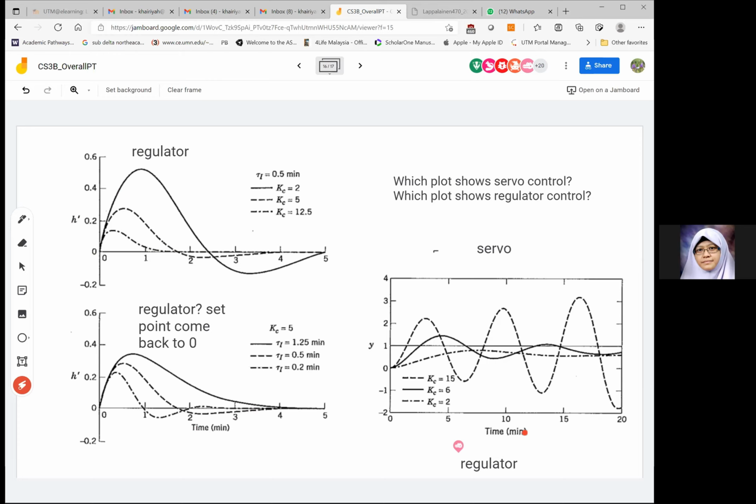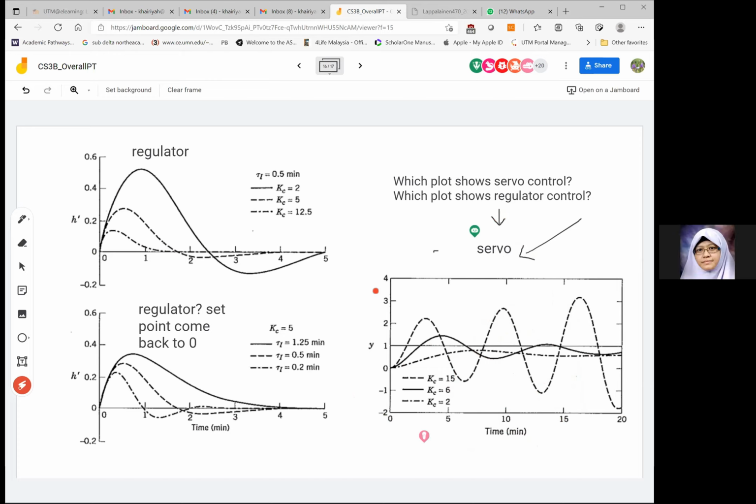What about this third graph? Is it servo or regulator? Which one do you think? Ain, any guess, Ain? What do you think? Wait, doctor. I need to think first. Servo, Prof. Servo. Yes. Ain? Thank you. Lagi?